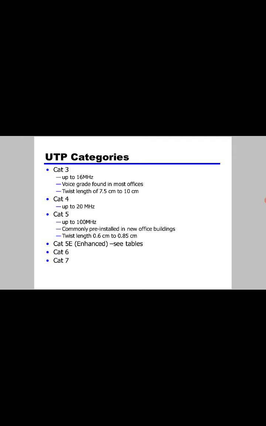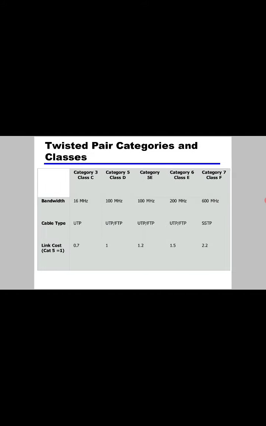Generally, Cat 5 cables are used in internet and other computer network cables. They support up to 100 megahertz. They are called Cat 5 cables. They are commonly pre-installed in new office buildings. Twist length is 0.6 to 0.85 centimeters, and other types also exist. So, comparison of shielded and unshielded twisted pairs. Frequency, these are the differences, what is required and what isn't.